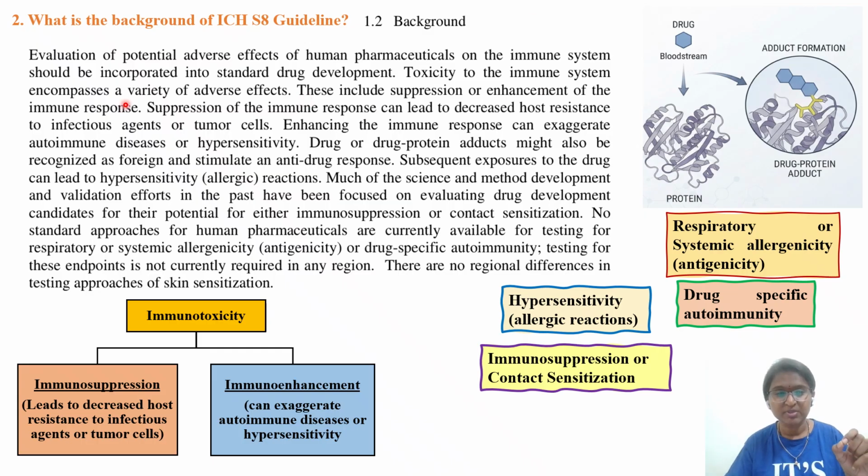Toxicity to the immune system encompasses a variety of adverse effects. So, what are those adverse effects we will see. These include suppression, that is immunosuppression, and immunoenhancement of the immune response. So, in immunotoxicity, we are going to read immunosuppression and immunoenhancement. What is this immunosuppression? It leads to decreased host resistance to infectious agents or tumor cells.